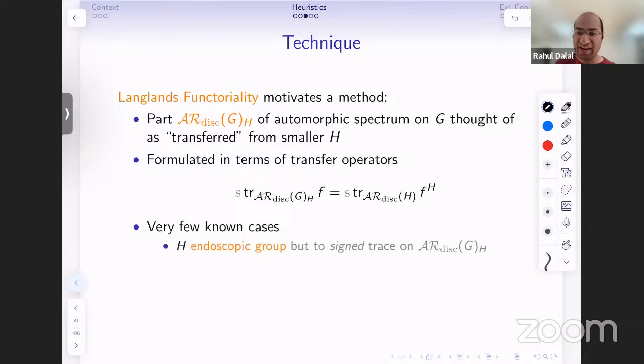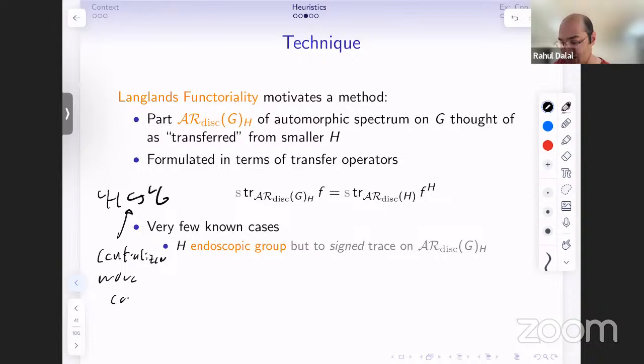So first of all, if H is something called an endoscopic group, which is just some very restricted version of maps from LH into LG. It's basically where this thing is a centralizer, and there are more conditions than it just being a centralizer. So it's a very restricted kind of embedding. And there's a little technicality here that you don't literally get the trace on the part of G coming from H, but you get some kind of sign trace.